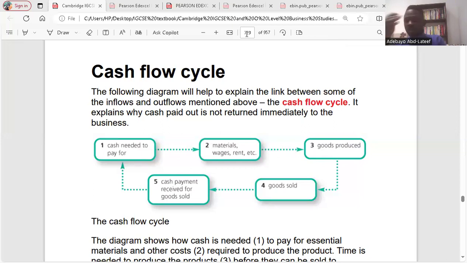For the cash flow cycle, we're talking about how cash comes in and what it is used for in a business. First, cash is needed to pay for wages, raw materials, and rent. As soon as this is done, the raw materials that are paid for will be converted into finished goods. Then goods will be produced. As soon as goods are produced, they will be sold. As soon as they are sold, payments are made. Then they recycle it again. They use that payment to buy more raw materials, and that's how it goes continuously. That's the cash flow cycle. I think it's clear.